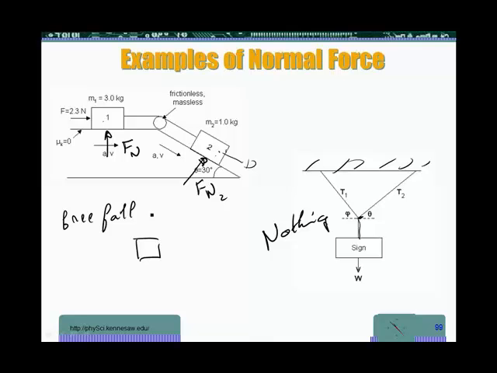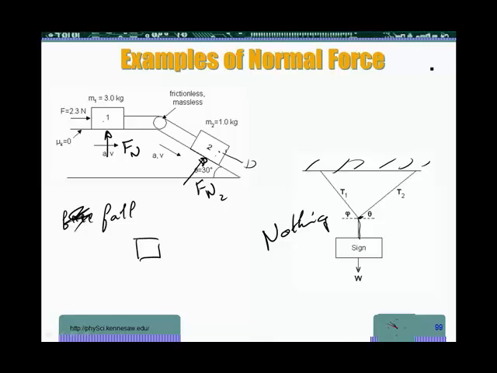What about here? An object falling. I wrote free fall here. I hope we should know by now, whenever an object is in free fall, the only force acting on it is the gravitational force. Notwithstanding, the question is, is there a normal force on an object that's falling? Obviously no, since we don't have surfaces in contact.